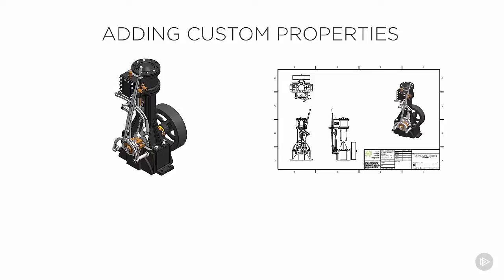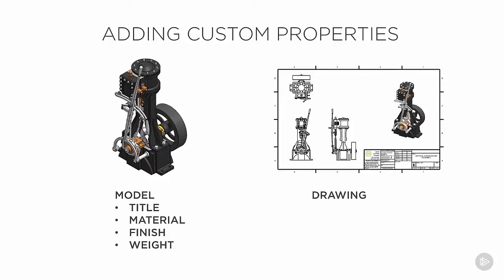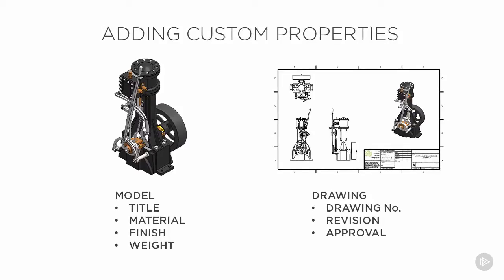For all future drawings, I would like to link the title, material, finish, and weight properties from the model file, as well as a drawing number, revision, and approval information from the drawing file itself to the corresponding fields in the title block. In order for me to link to the model file information, the custom properties need to exist in the model file. And the same is true for the drawing file. This means that I may need to add the custom properties to the part and assembly file templates so they are always present when I create new files.